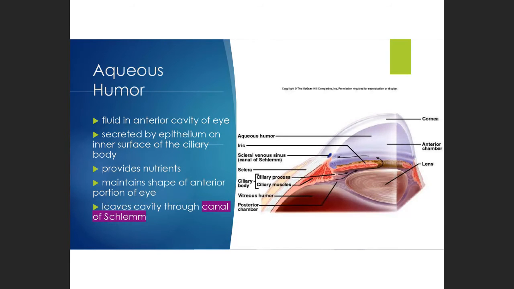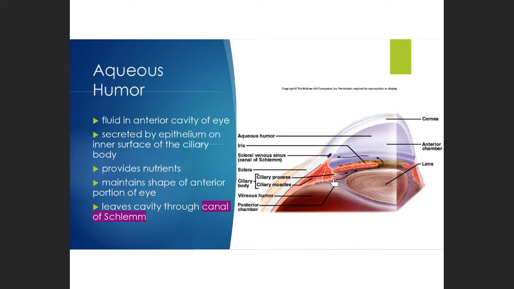So, aqueous humor. Remember there are two compartments. There's an anterior compartment, which is between the cornea and the lens, and then there's a posterior compartment, which is between the lens and basically the back of the eye. In the anterior compartment, between the cornea and the lens, is a clear fluid called aqueous humor.